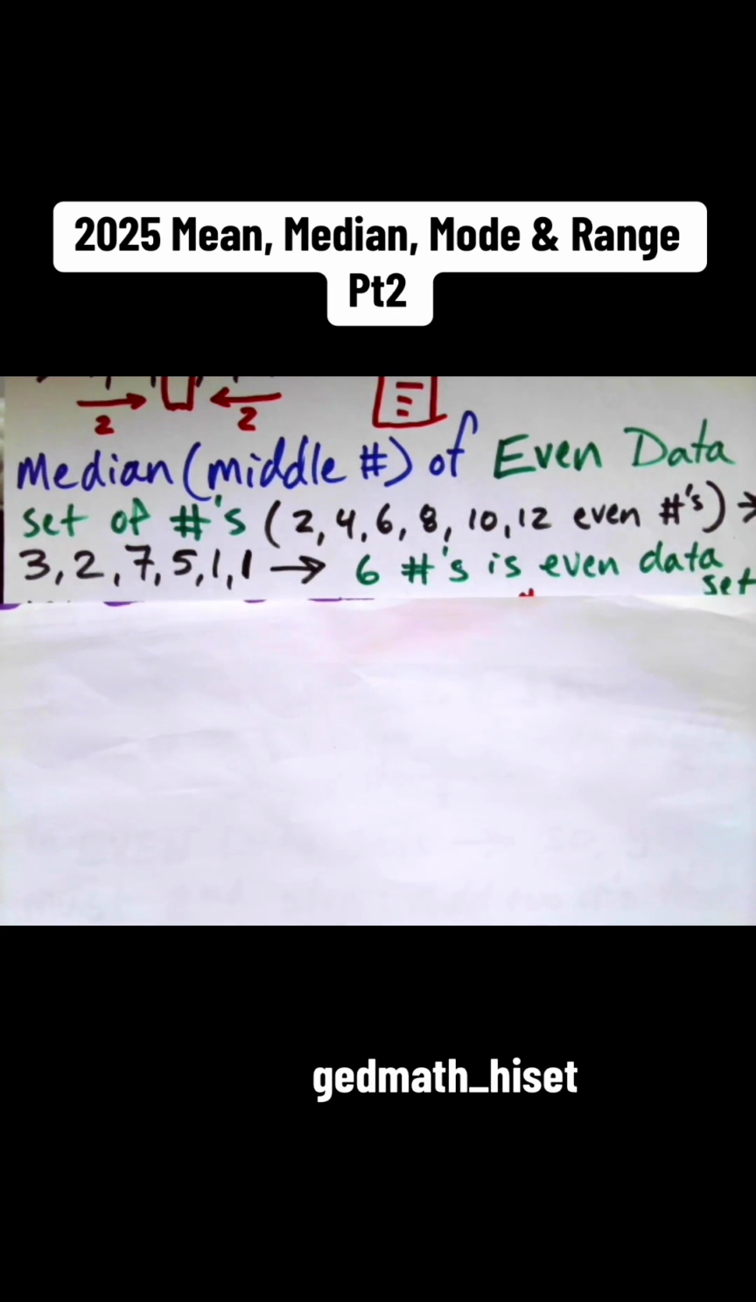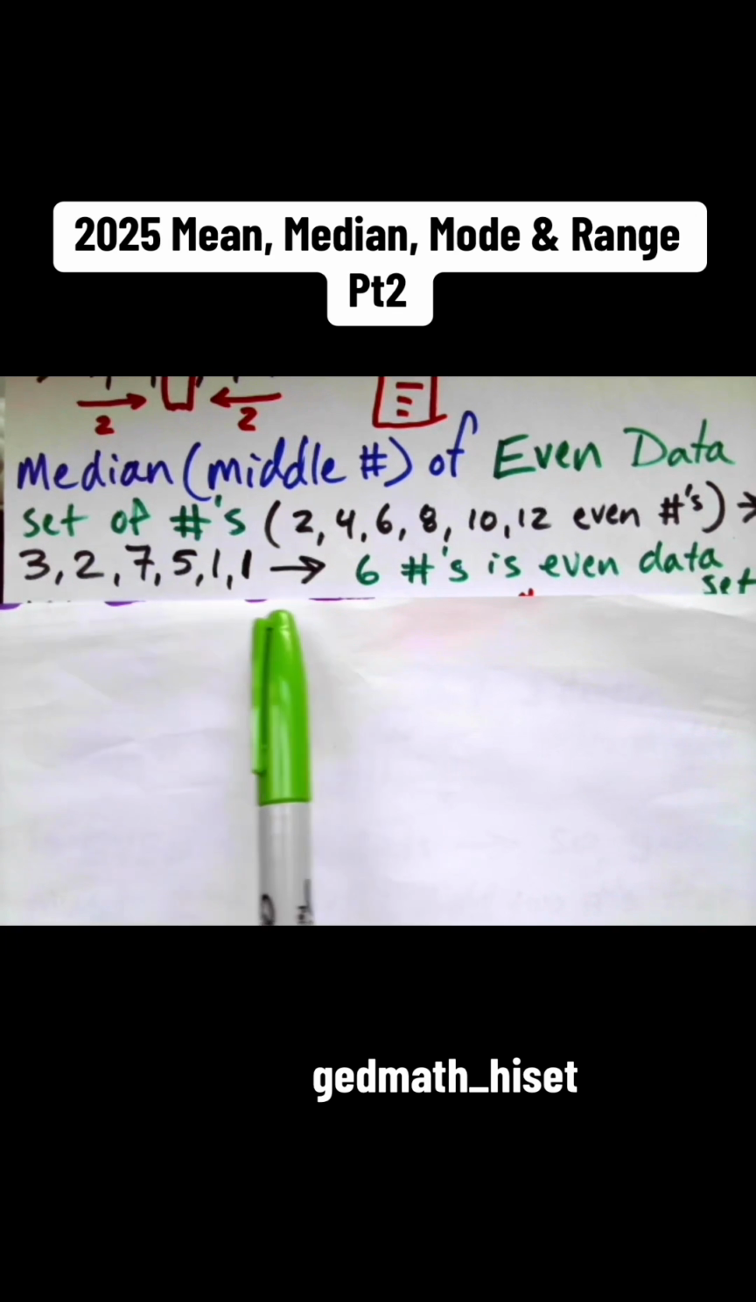So here I'd like to show you an even set of numbers. We have 3, 2, 7, 5, 1, and 1. This is a new data set, a new example. And there are 6 numbers, as you can see, right? 1, 2, 3, 4, 5, 6. That's an even data set. And there will be no middle number.